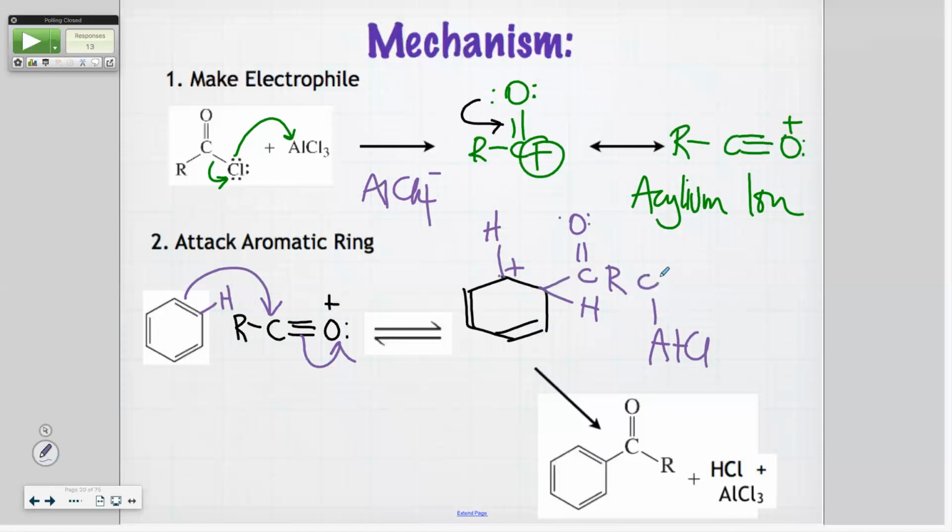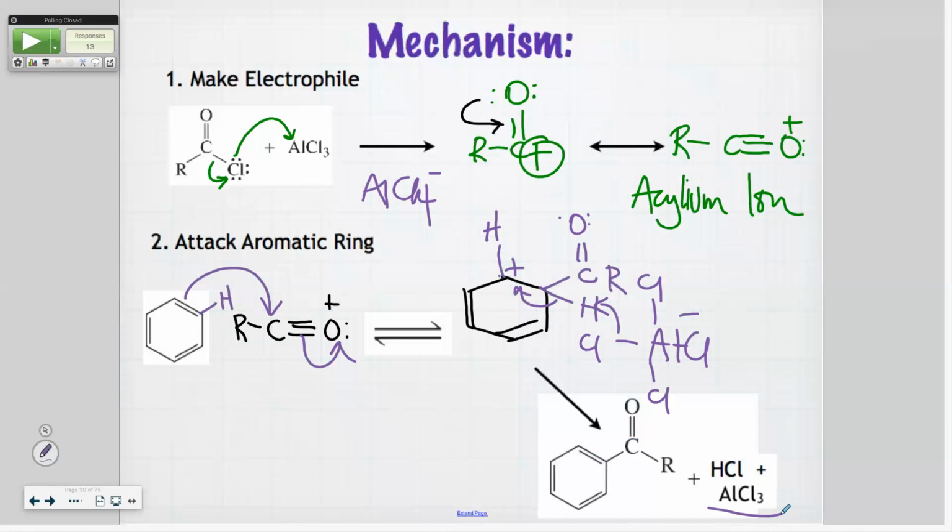That's aluminum with 4 chlorines and a negative charge, which is bizarre to begin with. It does not want to stay that way. So it removes that proton and falls apart. That's how you get AlCl3 regenerated and HCl. AlCl3 is your Lewis acid catalyst.